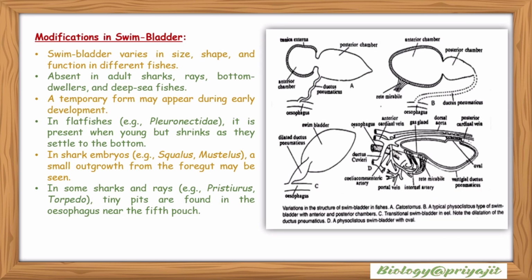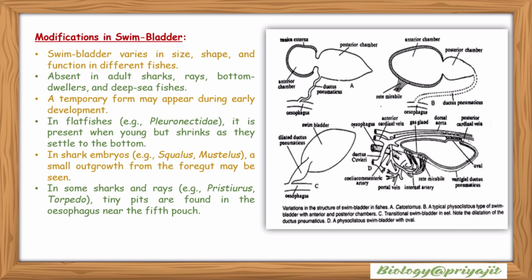Modification in the swim bladder. The swim bladder varies in size, shape and function in different kinds of fishes. It is absent in adult sharks, rays, bottom dwellers and deep sea fishes. A temporary form may appear during early development. In flat fishes, it is present when young but shrinks as they settle to the bottom.